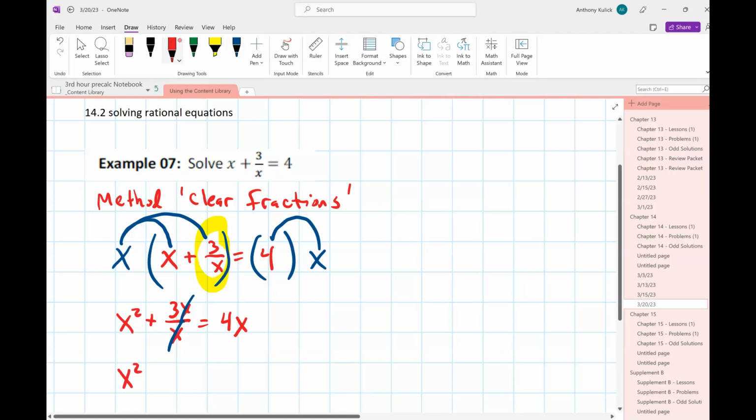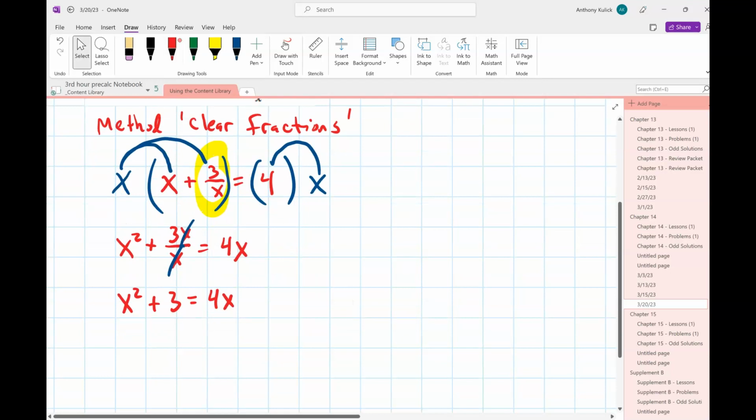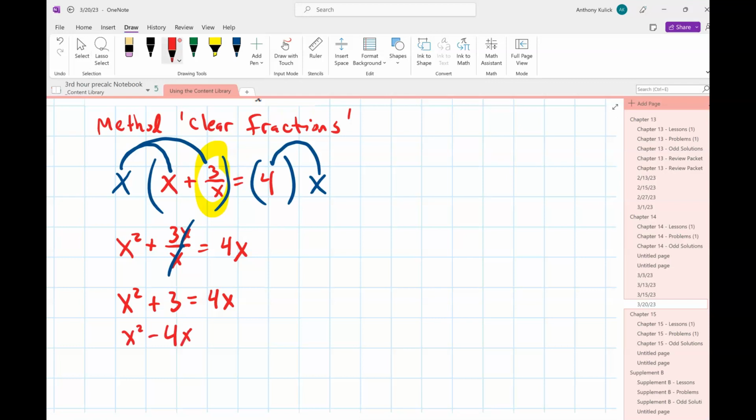Are we going to set it equal to 0? So now we need to get it to equal 0. Very good, because it's a polynomial. So we'll subtract 4x from both sides. And what kind of an equation are we left with? Polynomial. Quadratic. Polynomial is general, quadratic is more specific.